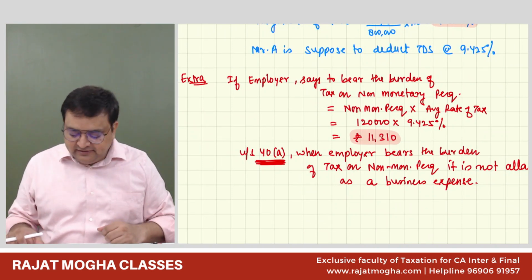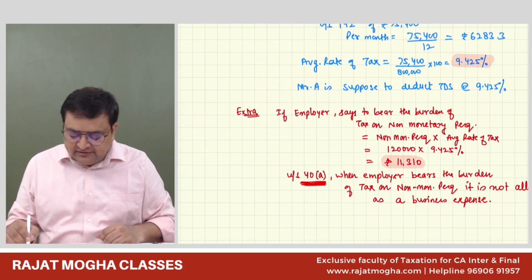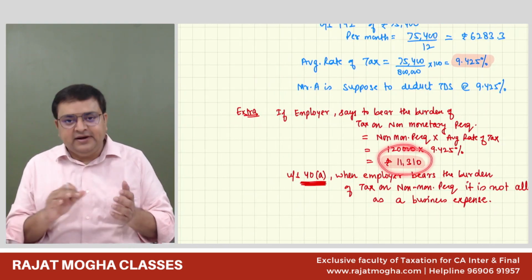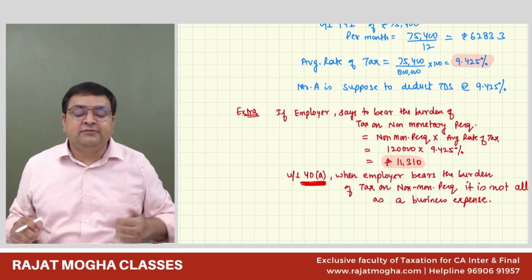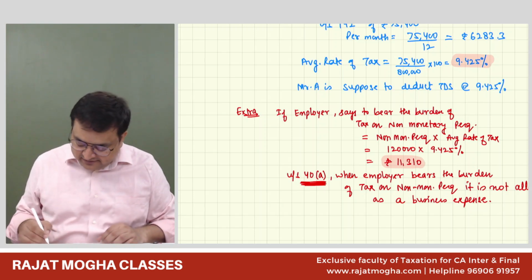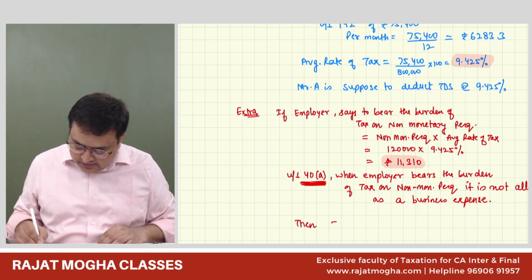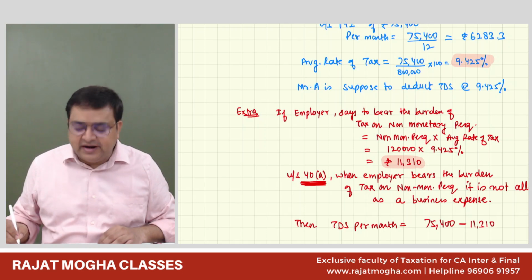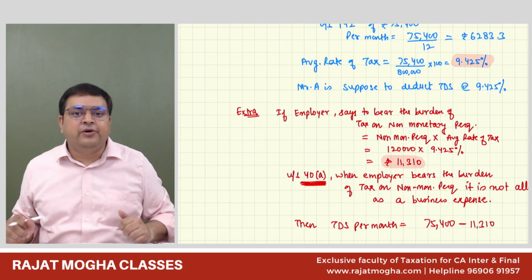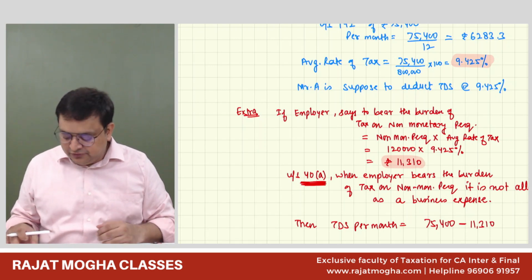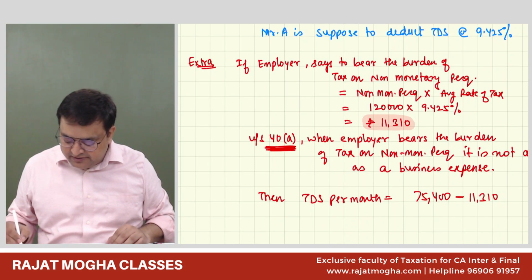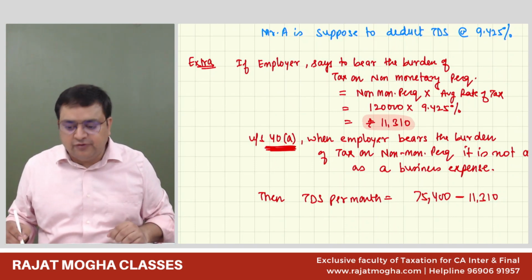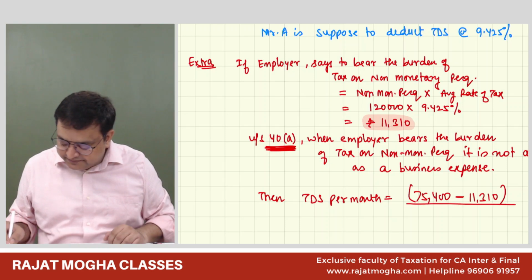Now, how much is the TDS, guys? What do you think, how much is the TDS? See, 75,400 is the total tax, right? And this amount has been deducted out of it as a tax on non-monetary perquisite, which is borne by the employer. So how much is the TDS per month? See, 75,400 is the total tax, out of which 11,310 I will subtract. Why? Because he has already deducted it as a tax on non-monetary perquisite. Actually, he has borne the burden. So for the employee, he will not deduct 75,400. He will reduce 11,310 from that and divide by 12.